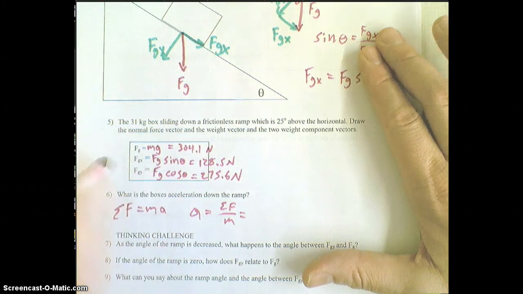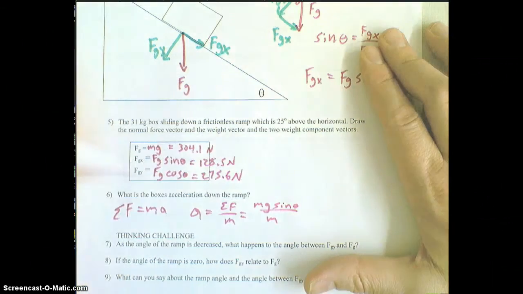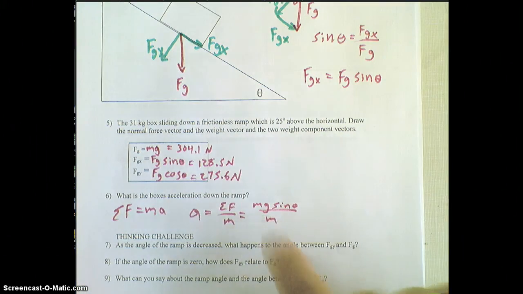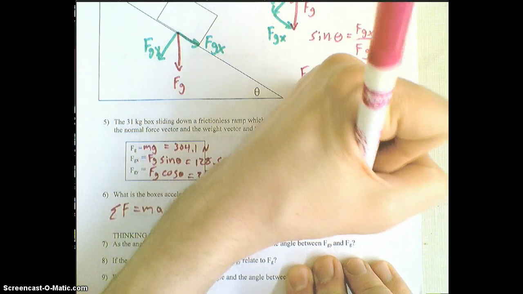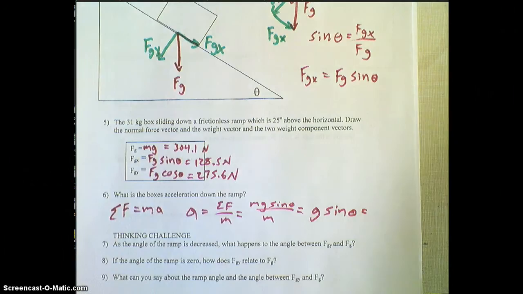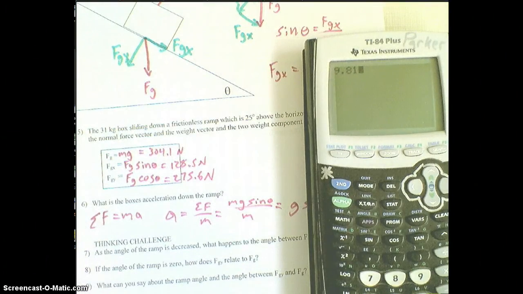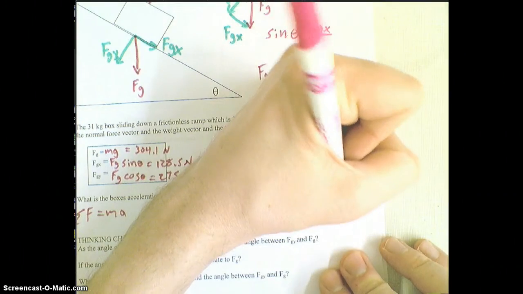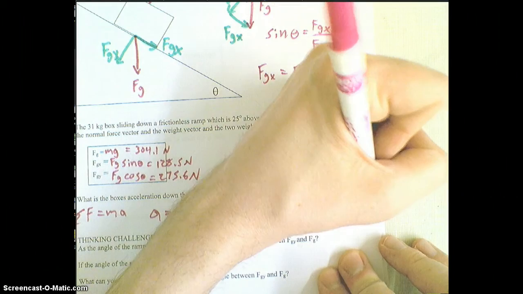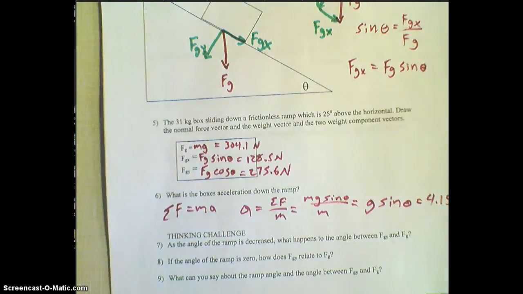The sum of the forces is Fg sine theta. Fg sine theta is really mg sine theta divided by m. So we have an m on top and m on bottom. They cancel out. So the acceleration is really equal to g sine theta. And then if I put the numbers in, 9.81 multiplied by sine of 25 gives us 4.15 meters per second squared. That's our acceleration.